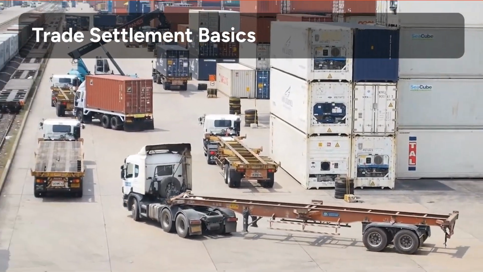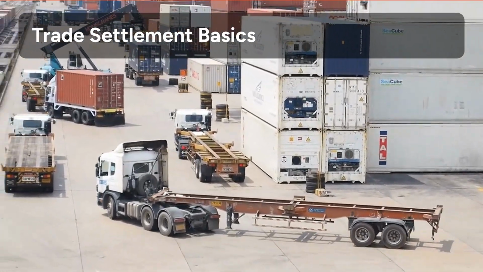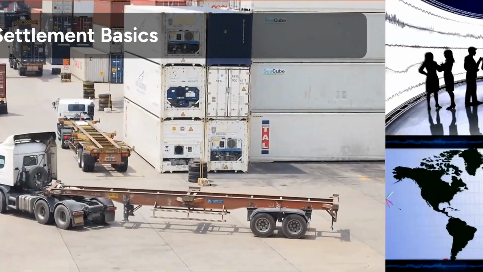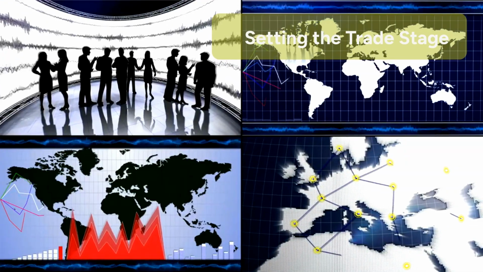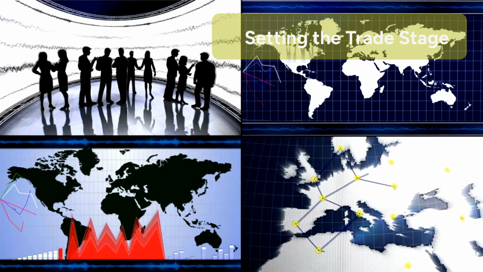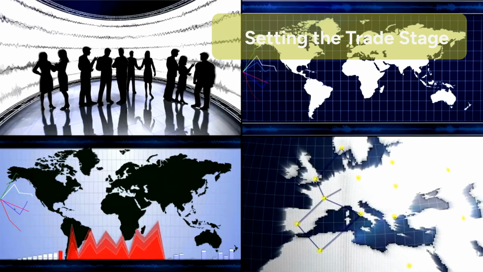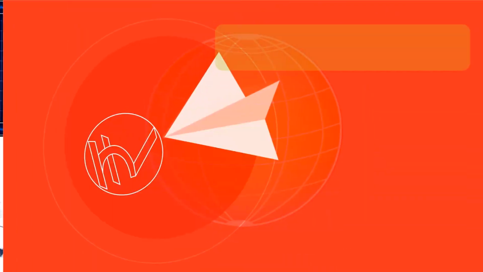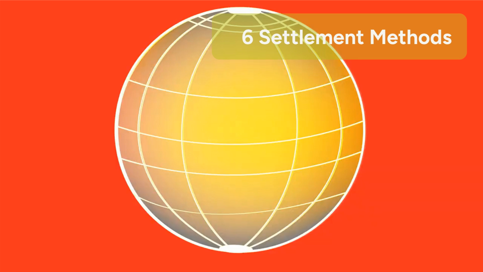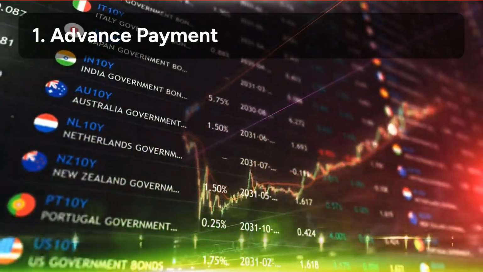International trade settlement is the process of transferring funds from the buyer to the seller in exchange for goods or services, typically involving banks to facilitate the transaction. Every method involves balancing risk. Generally, the more secure the method is for the seller, the riskier it is for the buyer, and vice versa. Let's start with the one most favorable to the seller. We'll now provide an overview of the 6 settlement methods, organized by the level of risk they pose to the parties involved. First up is advance payment.